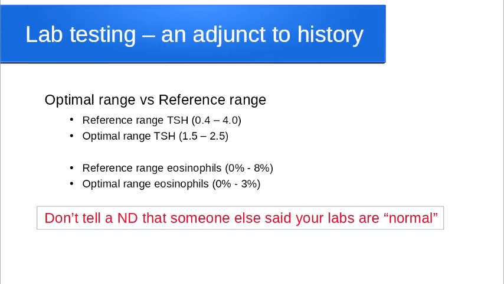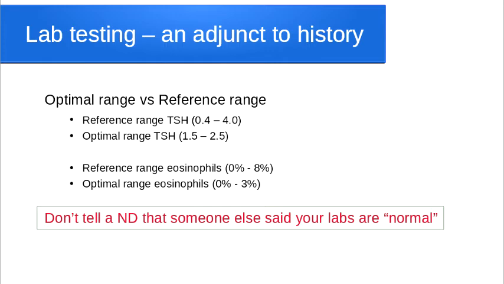Something you should just never bother doing with a naturopathic doctor is telling one of us that someone else said your labs are normal. Whenever I get that, I really don't know what that means. We have optimal range of labs versus reference range. So for example, the official reference range of TSH, or thyroid stimulating hormone, is 0.4 to 4.0. Optimally, it's more like 1.5 to 2.5.